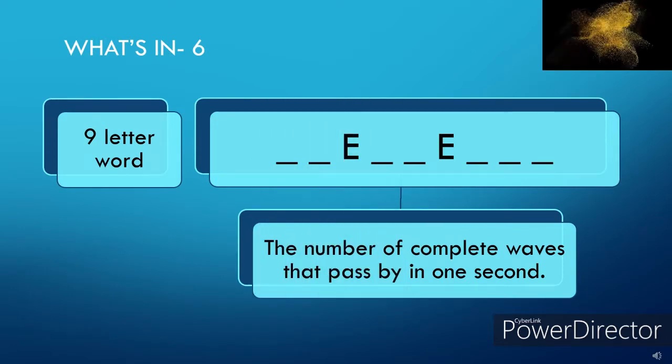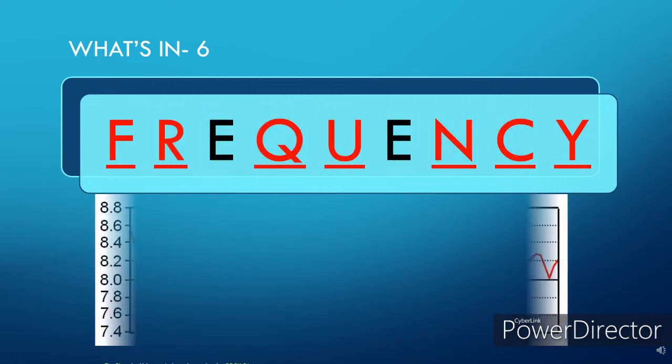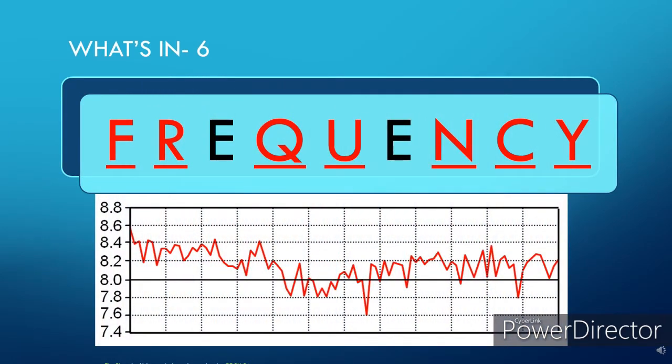9-letter word. The number of complete waves that pass by in 1 second. What is the word? The number of complete waves that pass by in 1 second is called frequency.